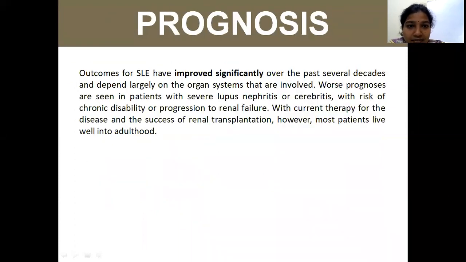Outcomes for SLE have improved significantly over the past several decades and depend largely on the organ systems that are involved. Worse prognosis is seen in patients with SLE cerebritis with risk of chronic disability or progression to renal failure. With current therapy for the disease and the success of renal transplantation, however, most patients live well into adulthood.